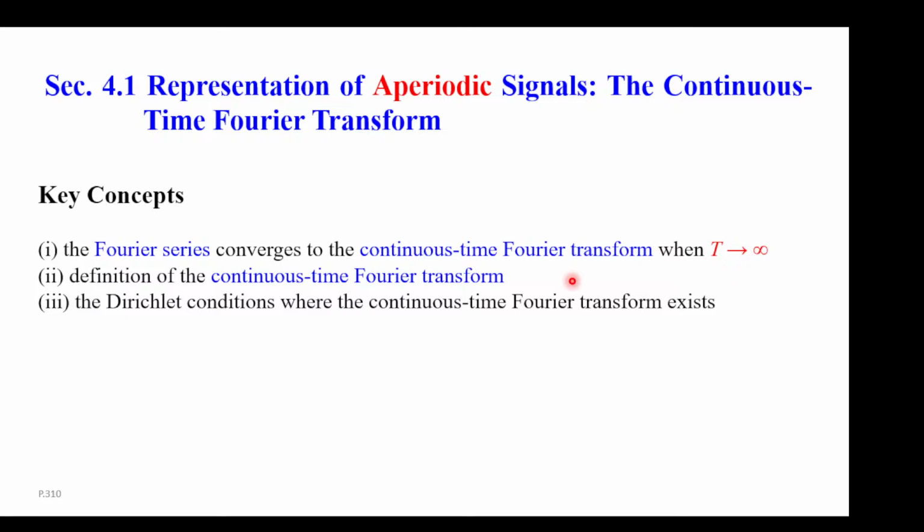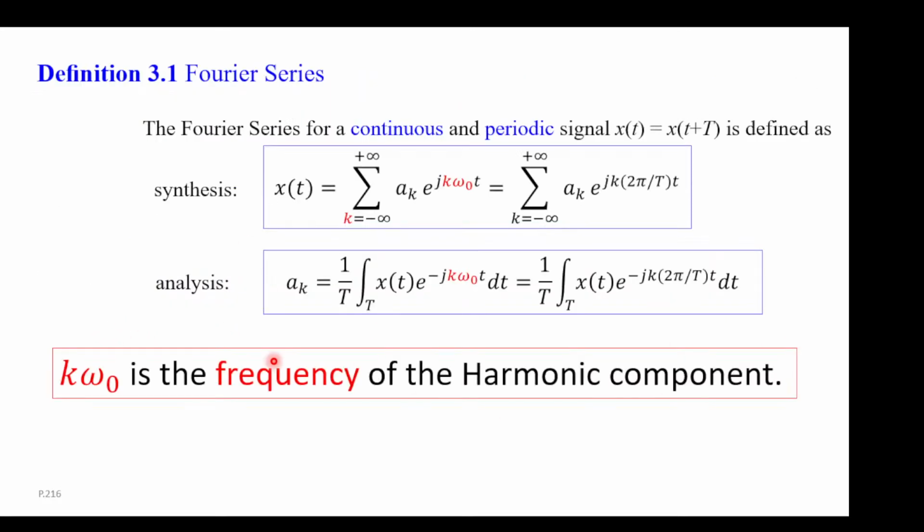Okay? And so we have the definition of continuous time Fourier transform, and once again, it has convergence issues, kind of because we are in continuous time. So we'll have the Dirichlet conditions to say, if you satisfy the Dirichlet conditions, then your convergence is pretty good. Okay, so once again, we start with this Fourier series.